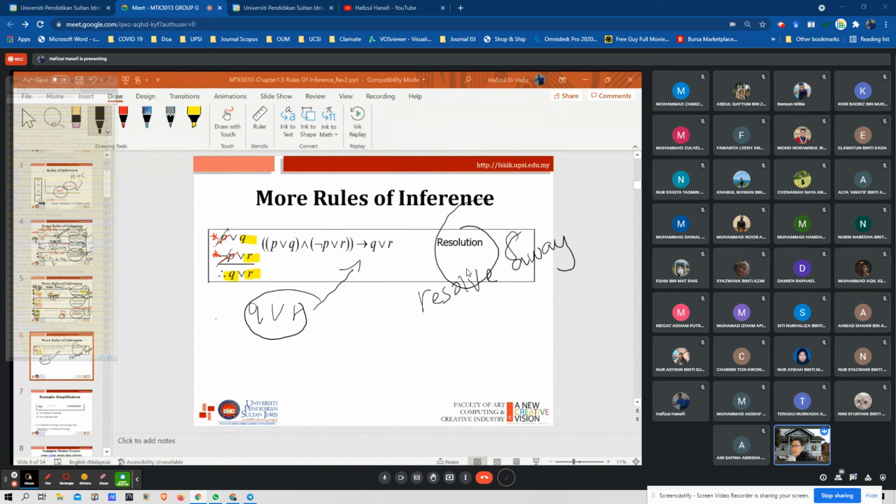The resolution rule is a single valid inference rule that produces new clauses implied by two clauses containing complementary literals. A literal is a propositional variable or negation of a propositional variable. We have the same variable there.